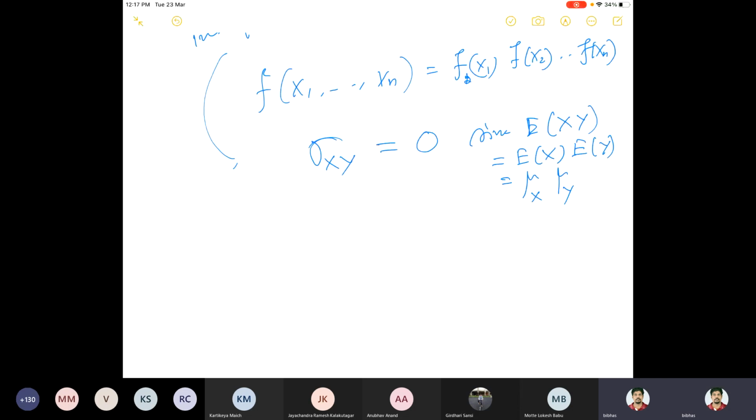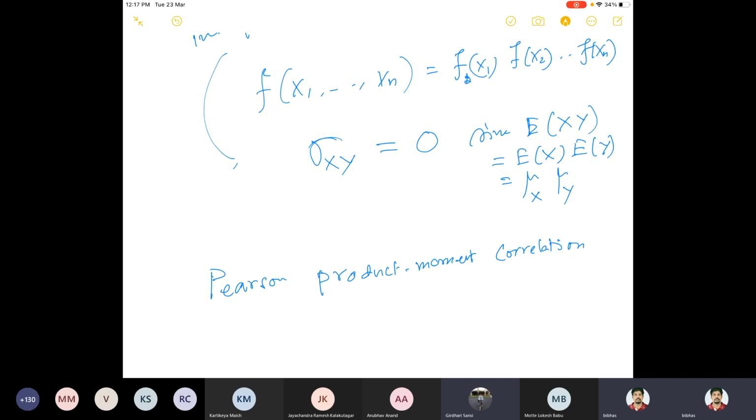But we also gave an example where covariance is equal to 0, but x and y are not independent. So the converse need not be true. And there is one more parameter which is known as the Pearson product moment correlation coefficient.